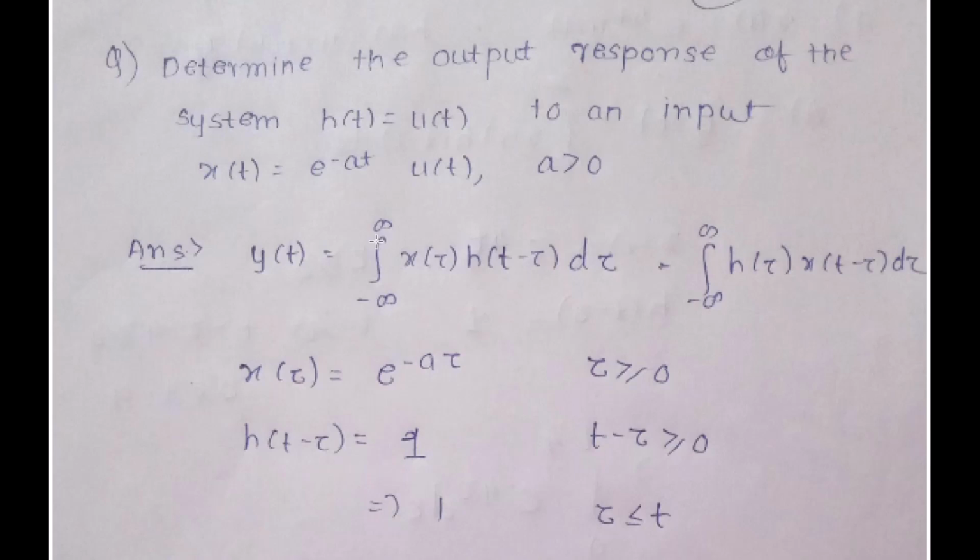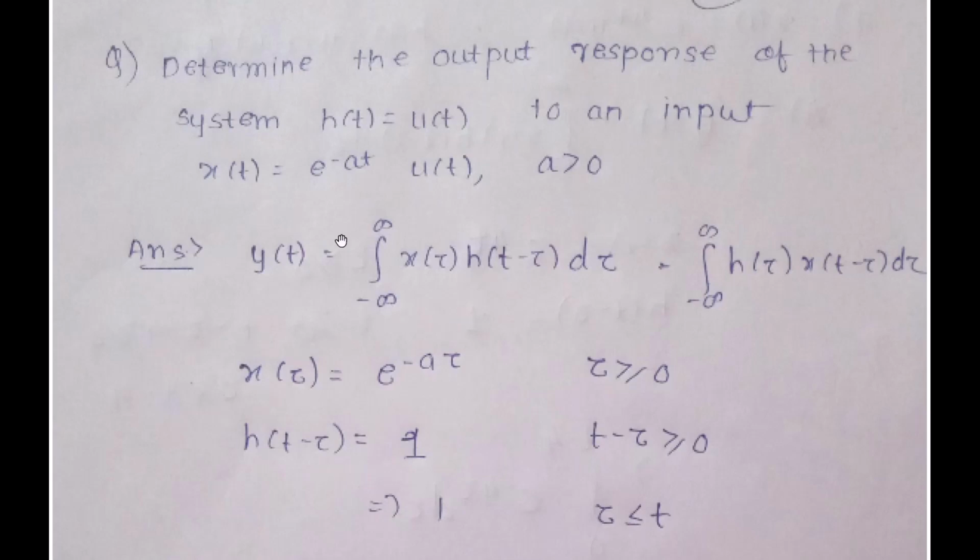So the y of t is basically going to be x of t convolution h of t, and the formula is given as integral minus infinity to infinity x of tau into h of t minus tau d tau. And as I told you, my convolution follows the commutative property. So I can also write it as integral minus infinity to infinity h of tau into x of t minus tau d tau. Any which way I can solve the particular question because it follows the commutative property.